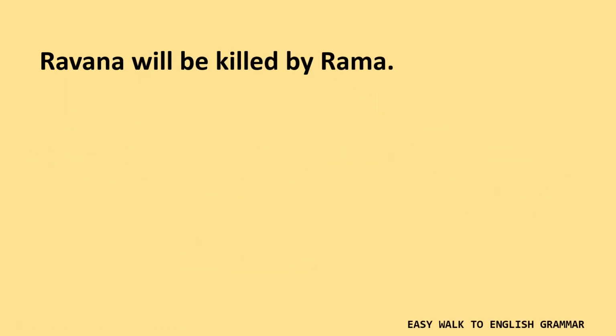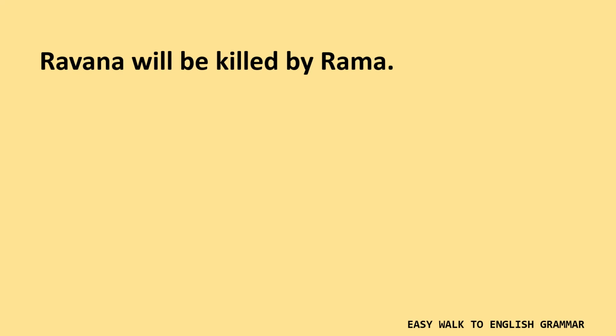How will we create the passive voice where we used the modal auxiliary will in the active voice? Our previous active voice was Rama will kill Ravana. The passive voice form of that active voice form is Ravana will be killed by Rama.